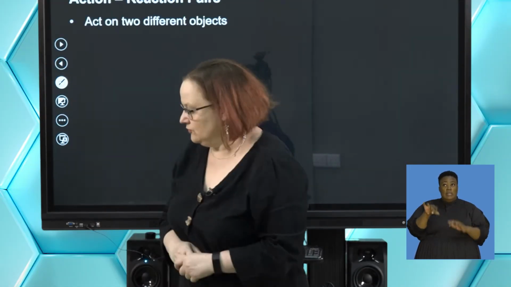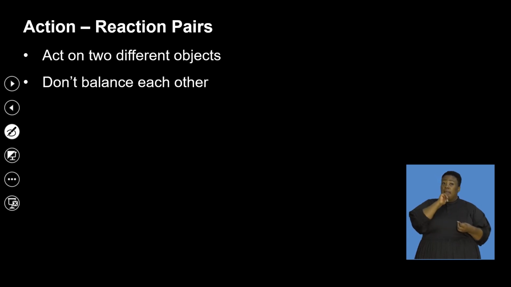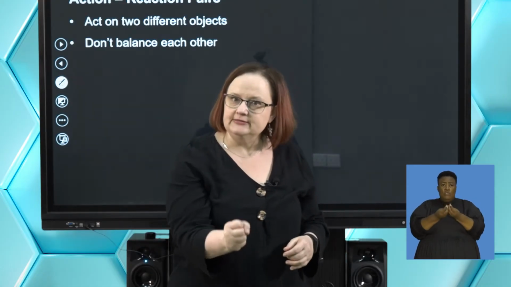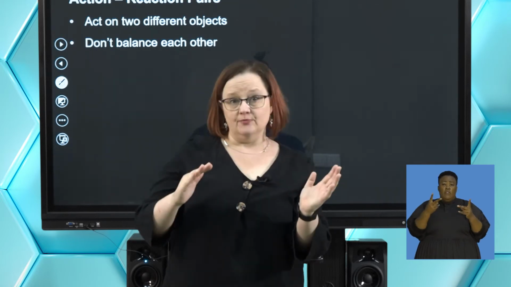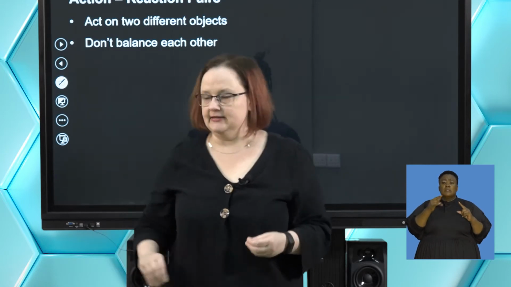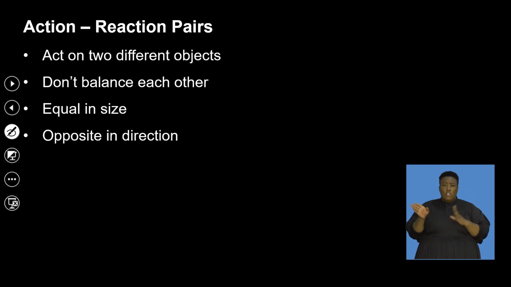That gets us to what we call action-reaction pairs, also known as force pairs. First of all, this is the important thing. They act on two different objects. They do not balance each other. This is very important. Balanced forces act on the same object, but because we've got two different objects, they can't balance each other out, even though they are exactly the same size. They are equal in size, but opposite in direction.